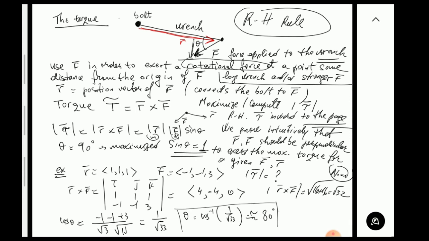The maximum torque is going to be when theta is equal to 90 degrees. Then the maximum torque possible will be just the magnitude of R, which is the square root of 3, times the magnitude of F, which is the square root of 11, and that's going to be root 33.